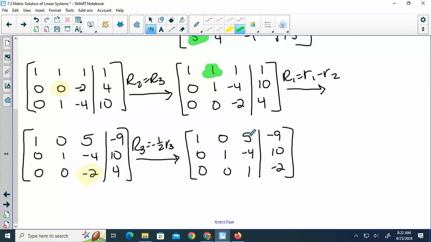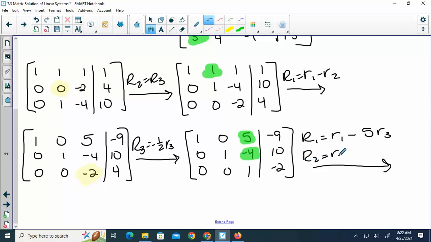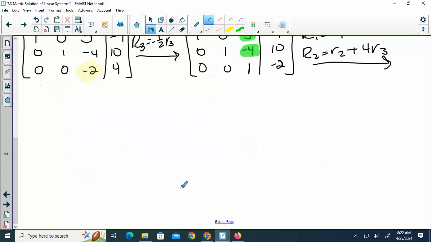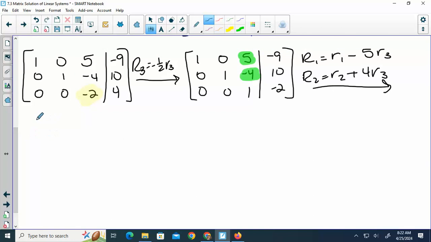To get rid of the other numbers. Those both have to be 0. So row 1 would equal row 1 minus 5 row 3, and row 2 would equal row 2 plus 4 row 3. So row 3 isn't changing.